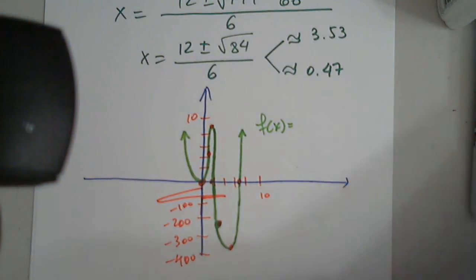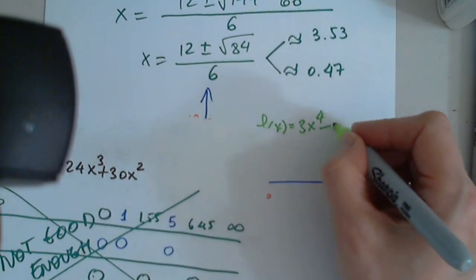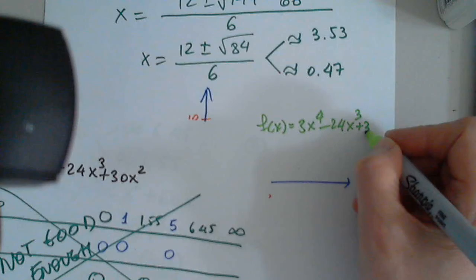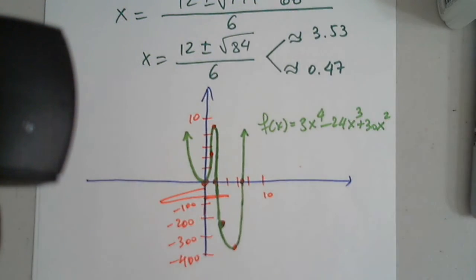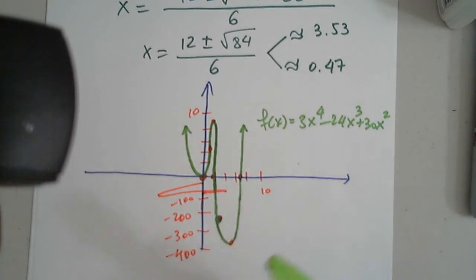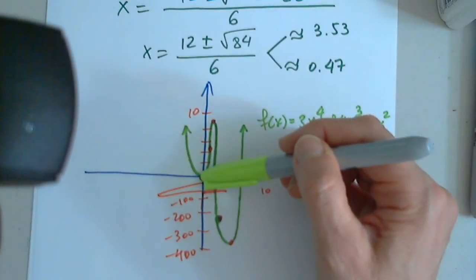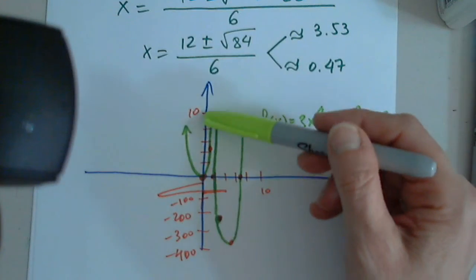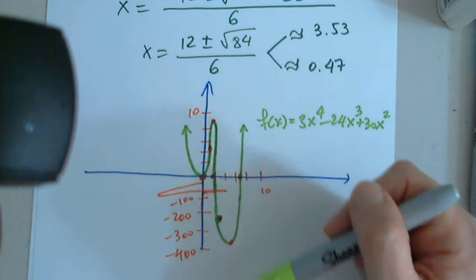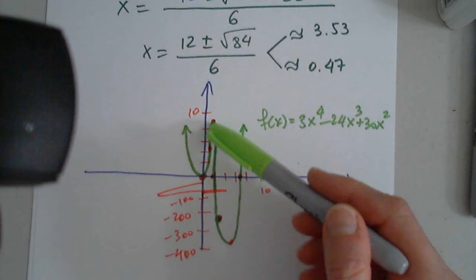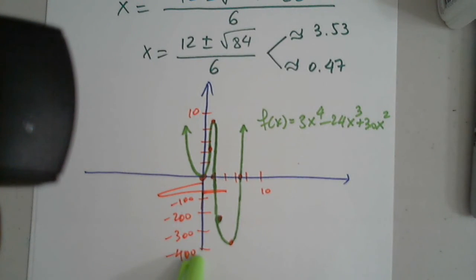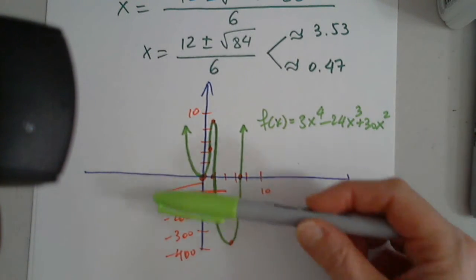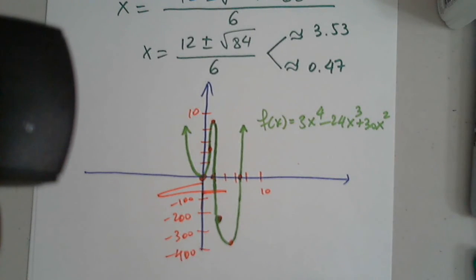One more time, 4 pages ago, what was it? 3x to the 4th minus 24x cubed plus 30x squared. I had no choice because I either could not see this, or it would be too small, or I would not be able to see this because this is too big. So this goes to negative 400.